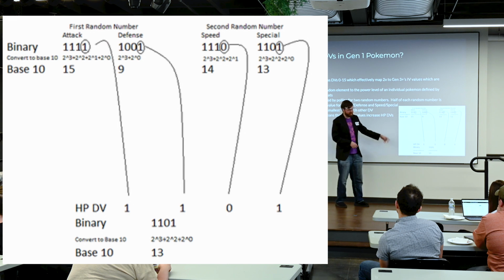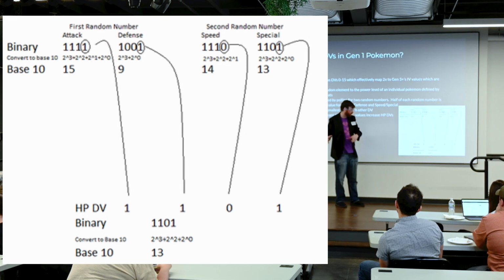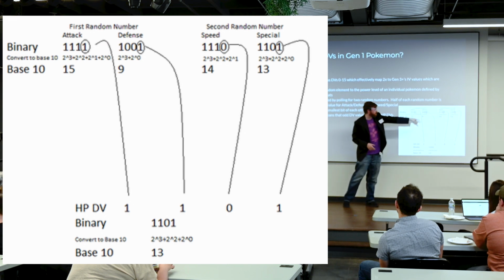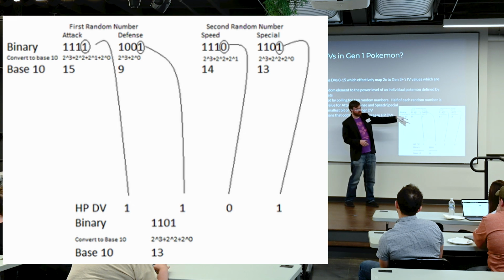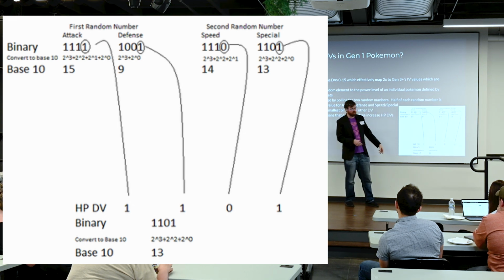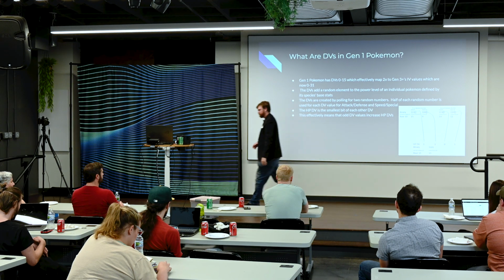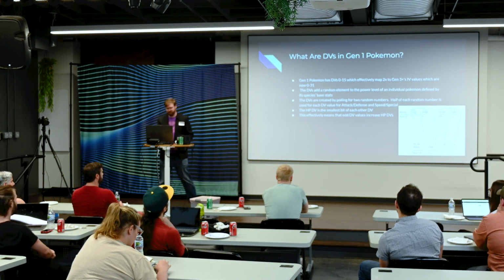And then you also need an HP DV to make its HP variable. So it takes the last bit of each of the random number calls for attack, defense, speed, special, turns that into an HP DV, and then you have HP being not the same every time you play the game either.